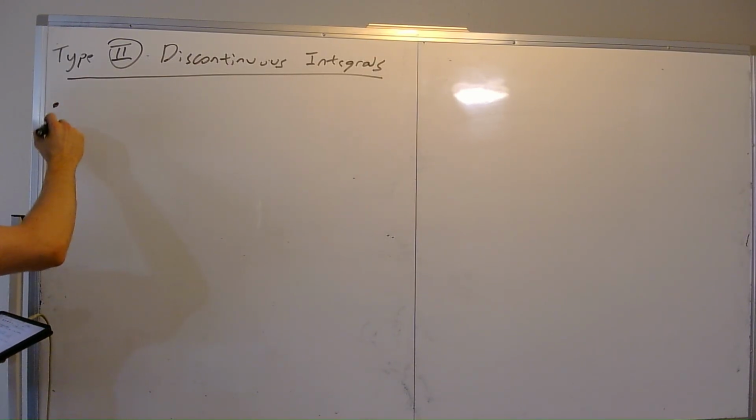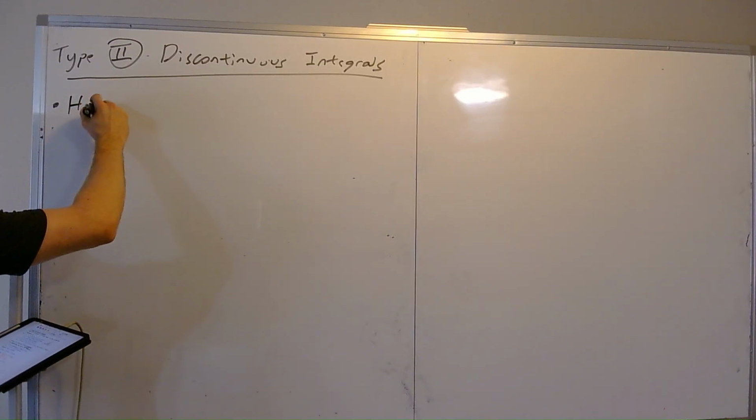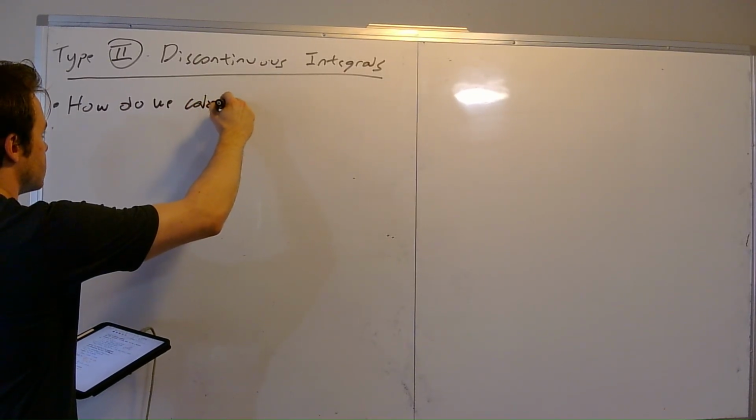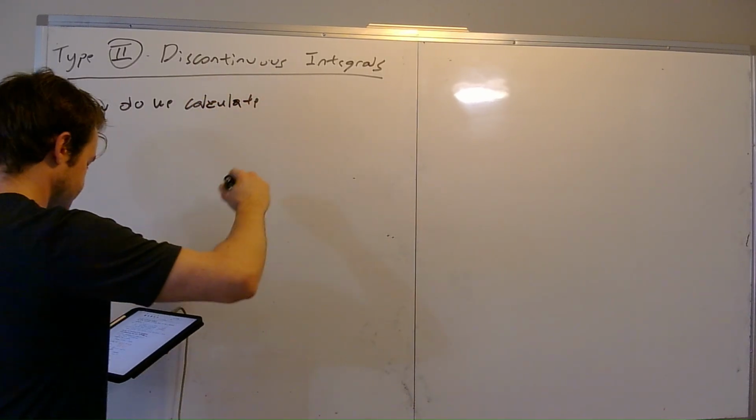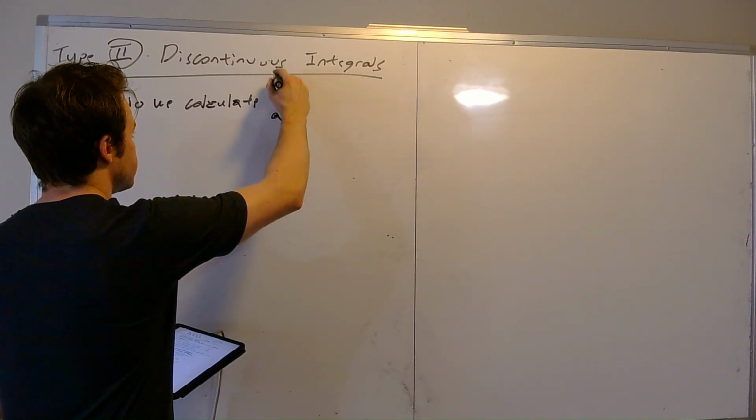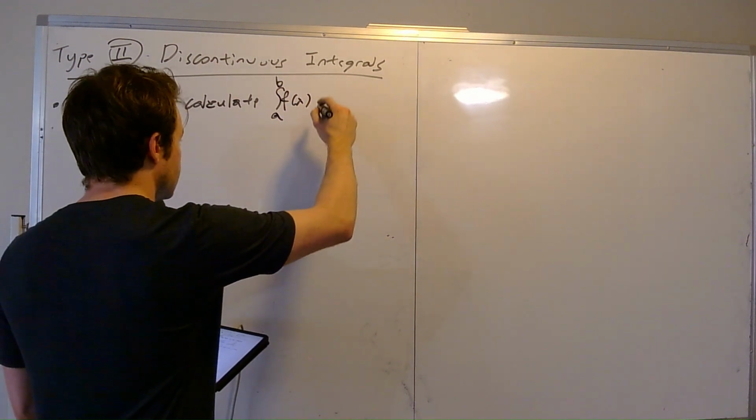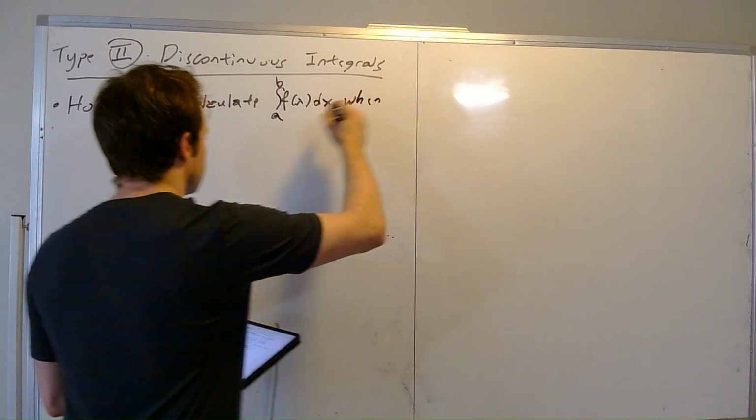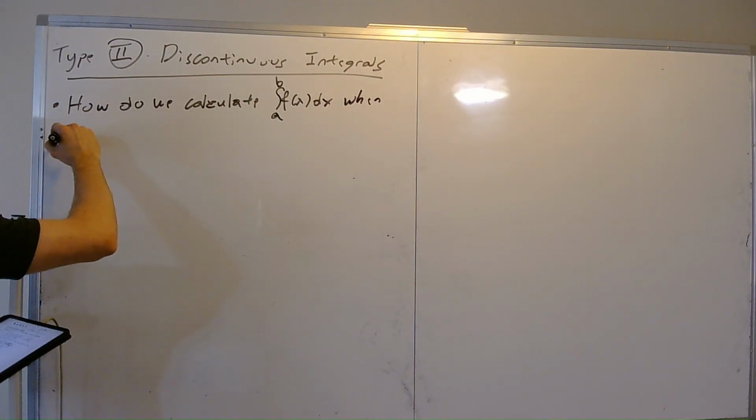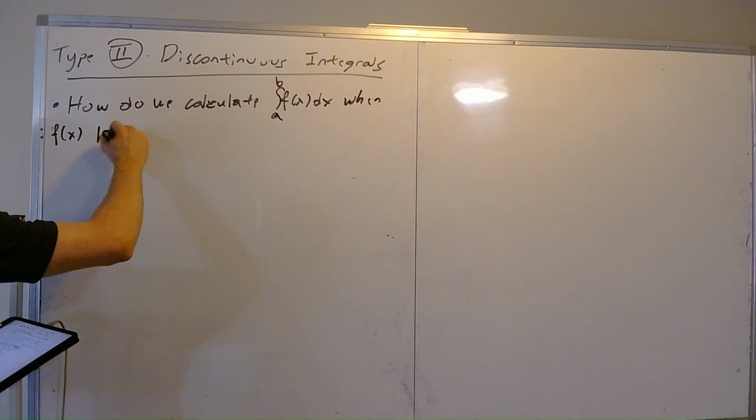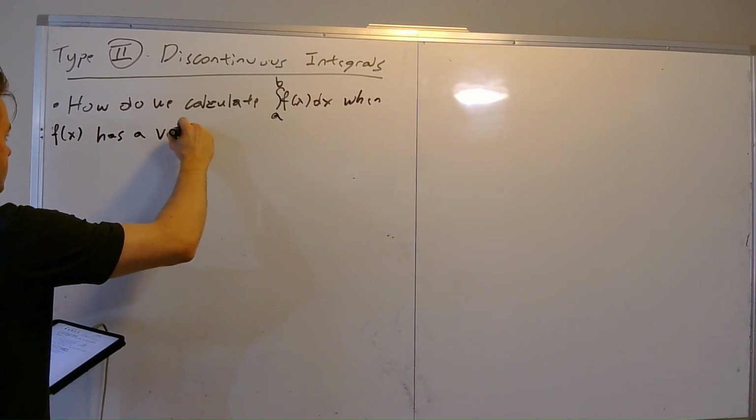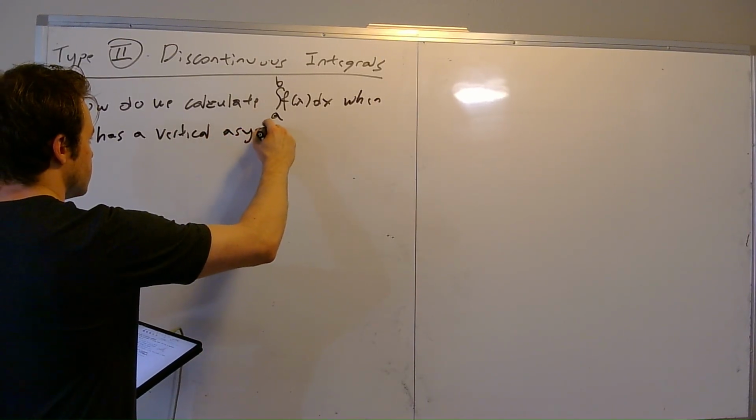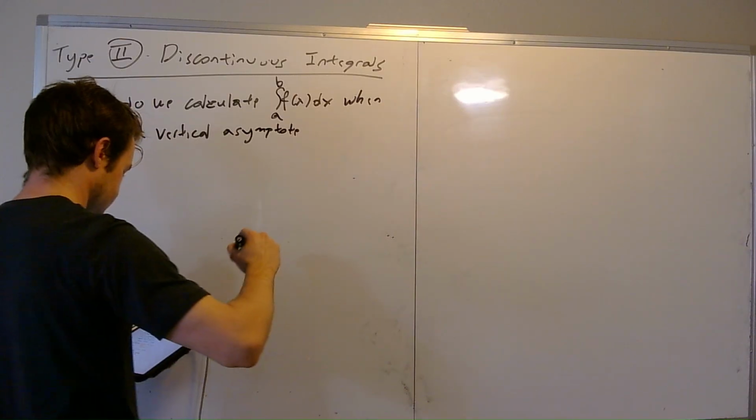So we can ask the question, how do we calculate the integral from a to b of f of x dx when f of x has a vertical asymptote at b.